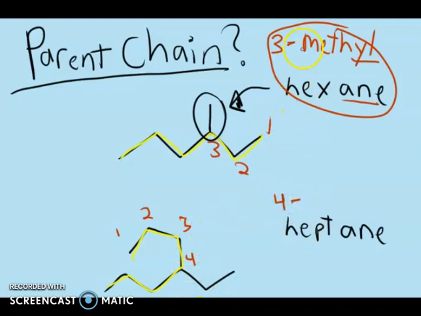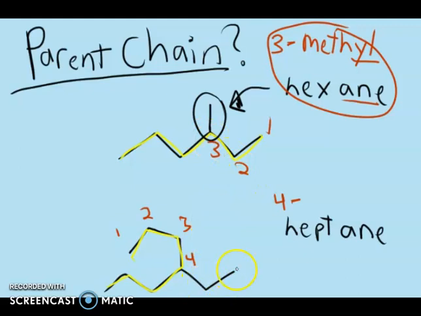And just so you know why I'm putting these dashes, you always separate the numbers with dashes. If you have a number, always put a dash before and after it. It just helps when you start getting really big molecules to keep things in order.